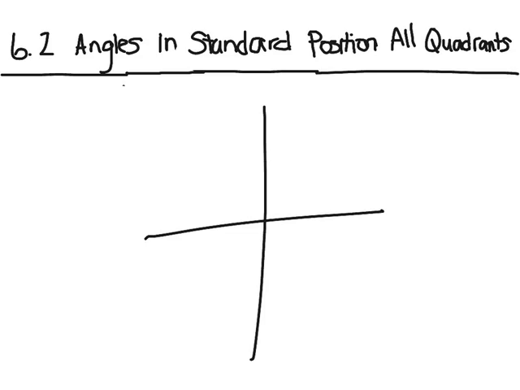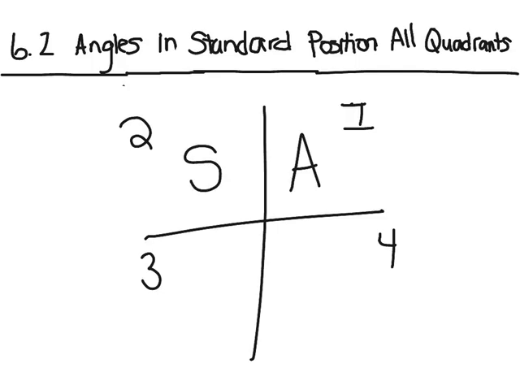is CAST. So we have quadrant 1, quadrant 2, quadrant 3, and quadrant 4. In quadrant 1, all of them are positive. In quadrant 2, only our sine is positive. In quadrant 3, tangent is positive. And in quadrant 4, cos is positive. So we make the word CAST. C-A-S-T.